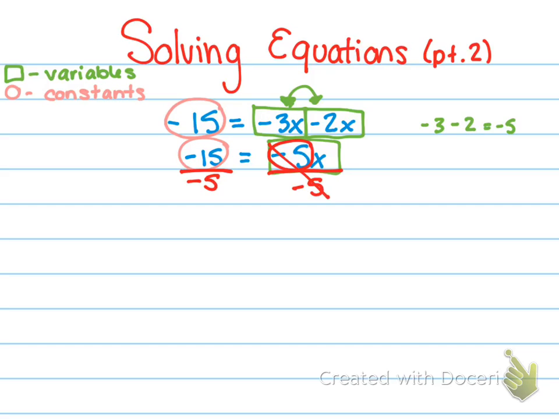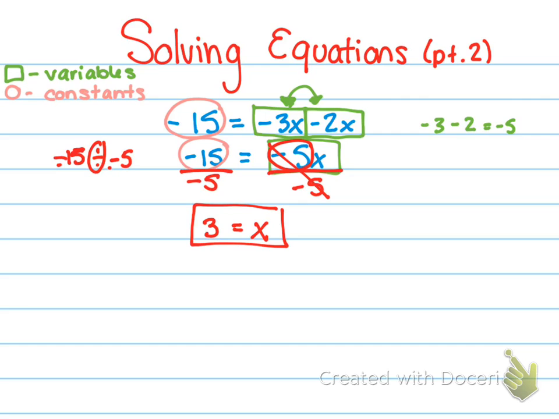So the negative 5 cancels out on the side with the variable, and we're going to do negative 15 divided by negative 5 on a calculator. When we do this, we get the answer of positive 3. Remember that a negative and a negative, when working with multiplying and dividing, gives you a positive. So negative 3 is equal to the value for x.